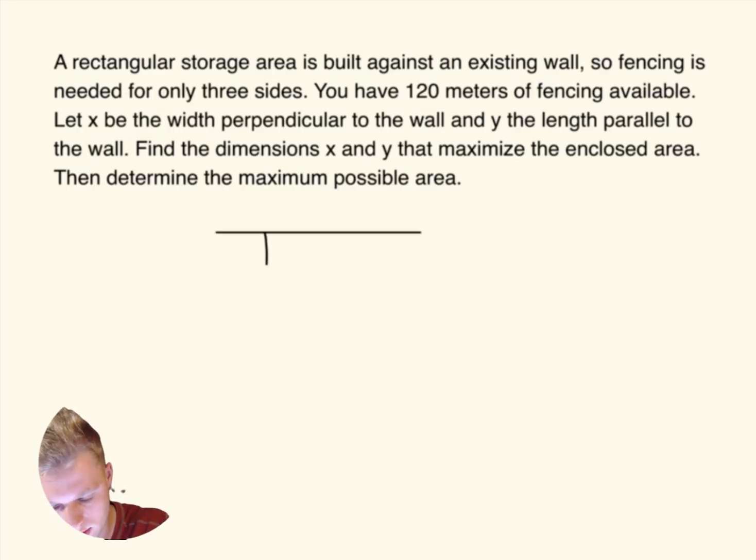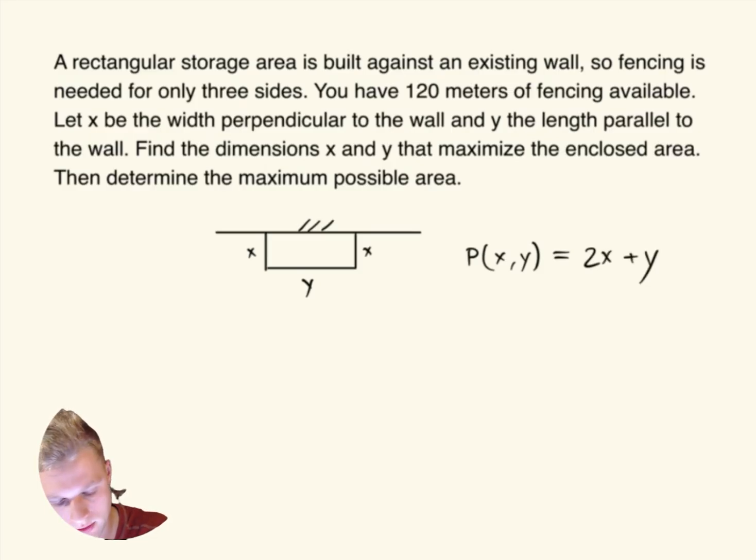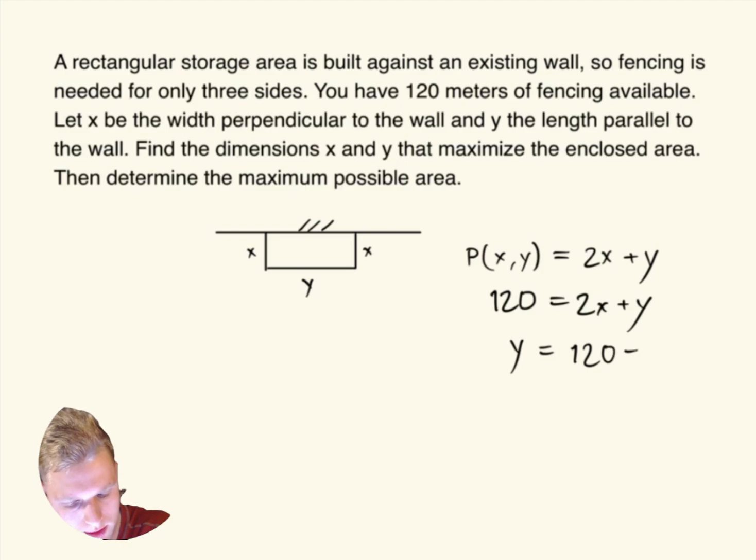So this is my wall right here, the lines, and y is parallel, x is perpendicular. So first, we're going to have our equation in terms of x and y for the perimeter, which is equal to 120. That would just be 2x plus y, because we don't need fencing for where the wall is, right? So 120 meters, 2x plus y. We're going to solve for y. I like to put it on the left side, but that is just a personal preference.